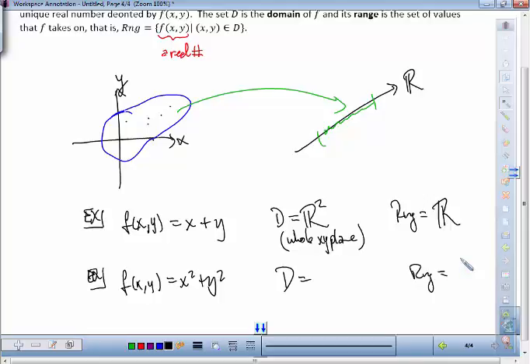What if I'm looking at x squared plus y squared this time? What possible numbers can I put in there? What are all my possible input values? What's my domain? Not all real numbers. All ordered pairs, the whole xy plane. What's my range?